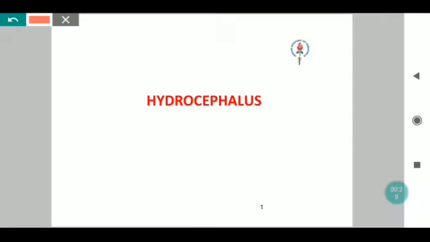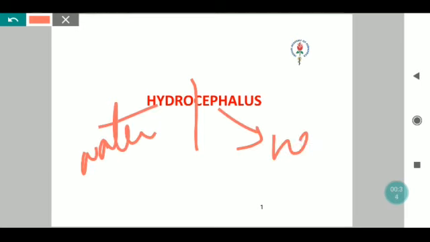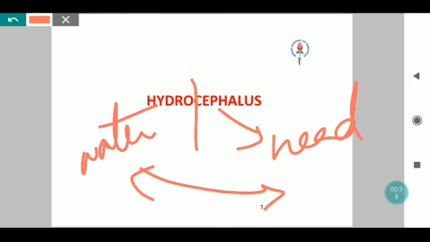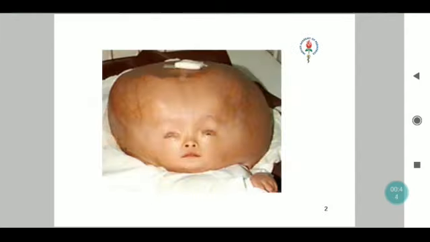When we look at the term hydrocephalus as such, we can make out that it comprises two parts. The first part, hydro, of course, refers to water, and the second part, cephalus, refers to head. So we can understand that it has something to do with fluid imbalance involving the head as a whole. So hydrocephalus is nothing but an abnormal accumulation of cerebrospinal fluid within the cranium.